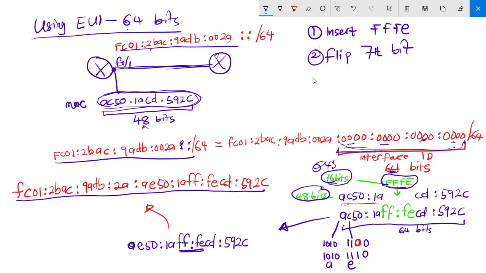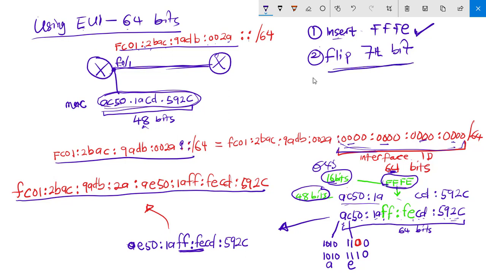That is step 1. So if you look at the steps here, it says first insert FFFE in the MAC address, and that's what we've just done. So we came up with this: AC501A FFFE CD592C. So step 1 is achieved. Step 2, flip the 7th bit.